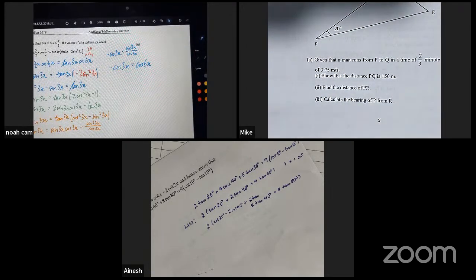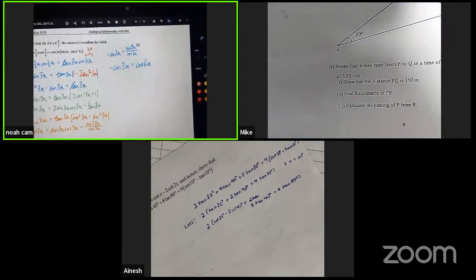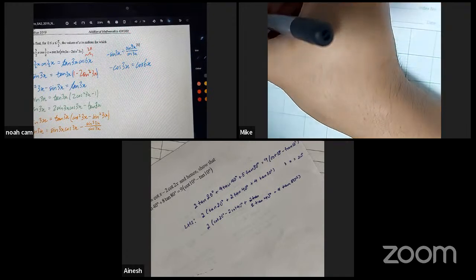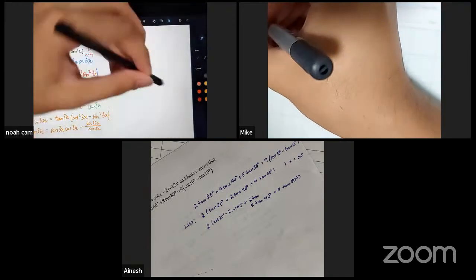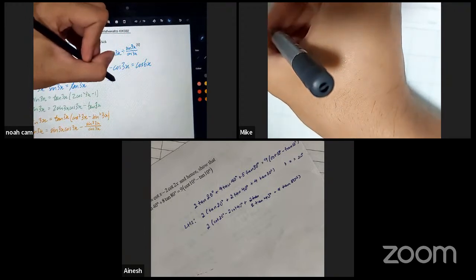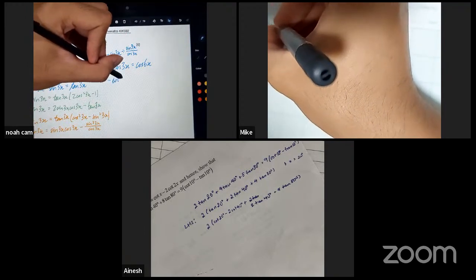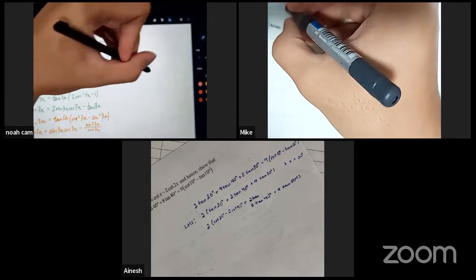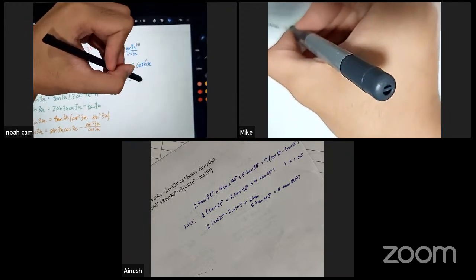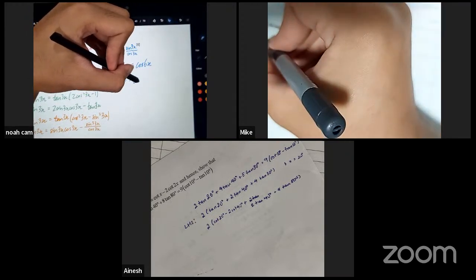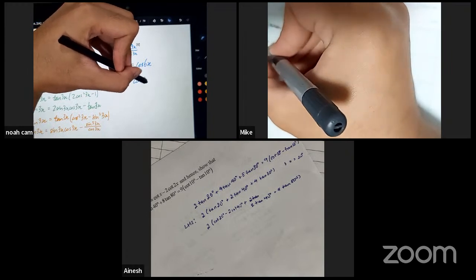Now, Ainesh, I'll be with you very soon. Noah, this situation, do you like it or not? I think so. You are left with only cosine and cosine. It's just that the 6x and 3x is bothering you. You are right, it's not a bad situation. On your 5th try, you get something that you like. Please continue trying, because the 3x and the 6x is now your problem. The cosine no longer. Right?